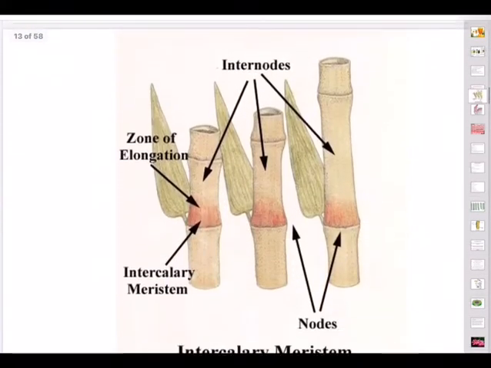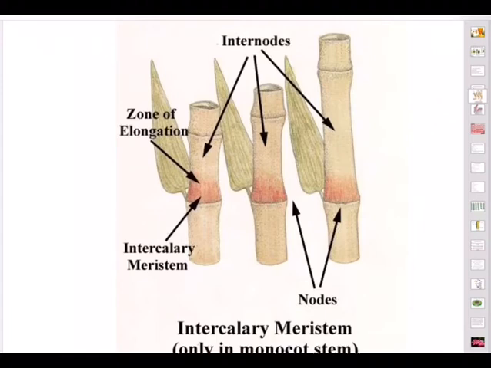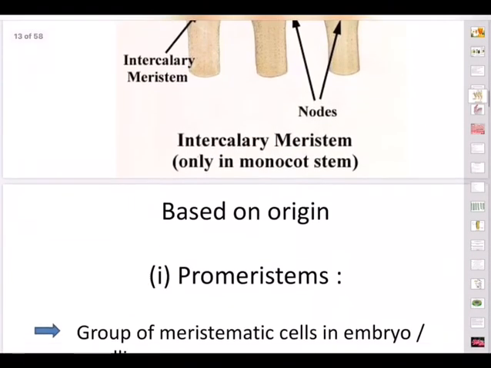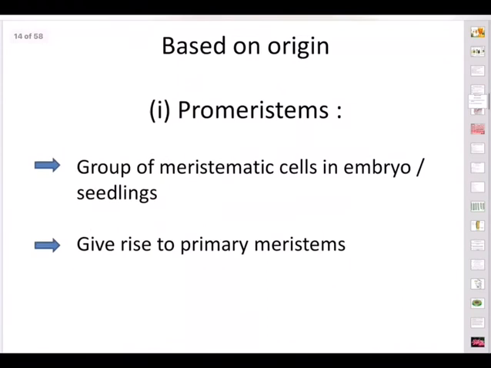Look at this. You can see two nodes, and in between the two nodes you can see the internode, and in that internode this meristematic tissue will be present. See that red color one, intercalary meristematic tissue. That's why it's responsible for elongation.